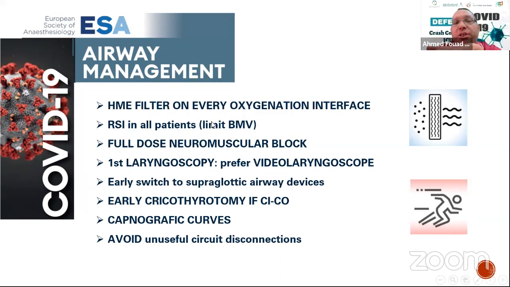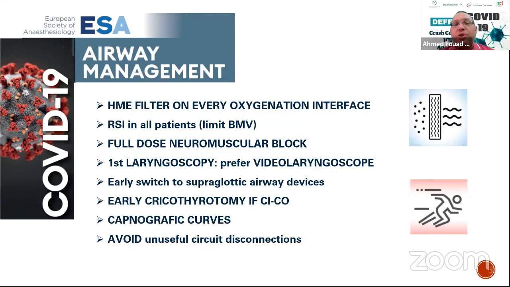Rapid sequence intubation in all patients, and limit bag mask ventilation as much as you can. Go with the full dose of muscle relaxants. Don't let your patient cough or strain at any time. It is better to go with the video laryngoscope. The first trial has to be with video laryngoscope, to increase the distance. Don't come too close to the face of the patient at any time.